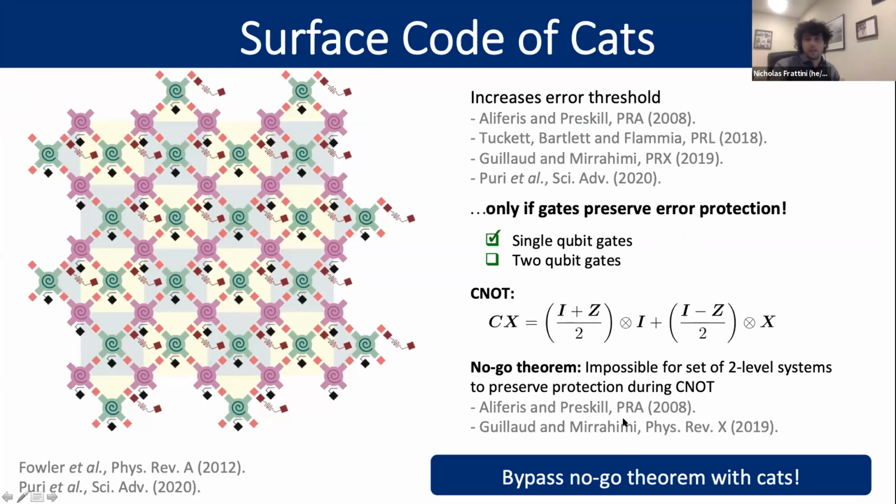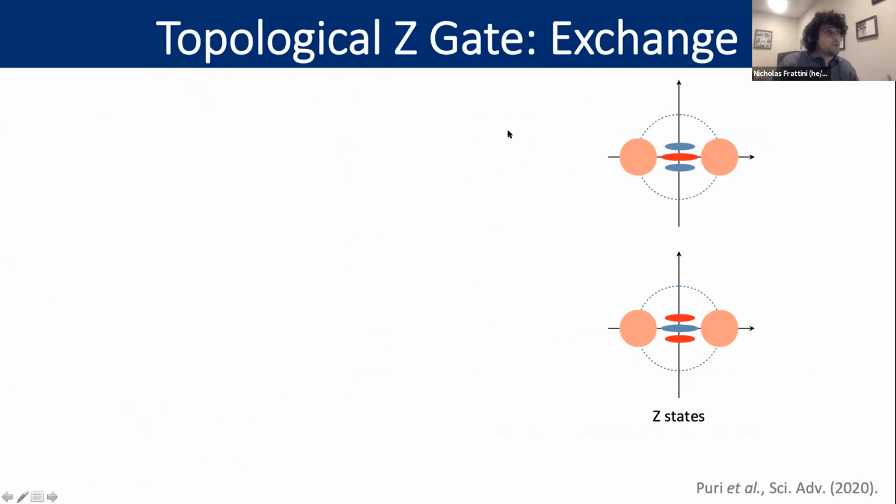And the name of the game here is that we can bypass this no-go theorem with cats. And I want to give you an intuition of how we're able to do that. And really it's because we have very, very many states in our oscillator. We have the infinite Hilbert space, and we are able to use the topology of phase space to do that. So to build up to that CNOT, I first want to take it back and do a single qubit gate now based on the same mechanism. And it's going to use that topology of phase space and do an exchange to do this operation.